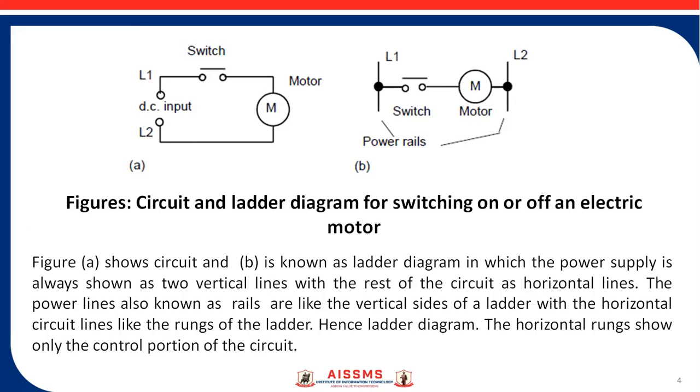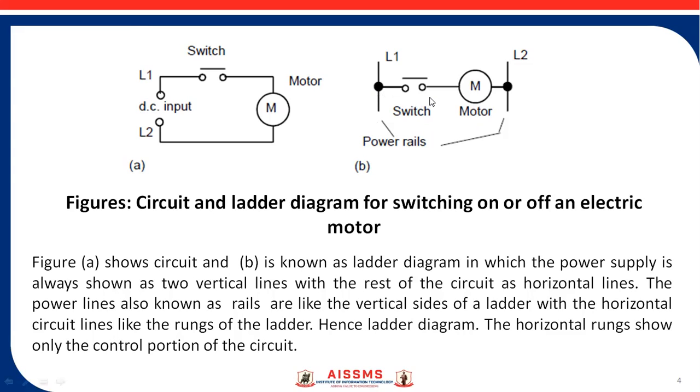Let us see how ladder diagram programming is constructed for a simple circuit. So the figure shows a circuit and ladder diagram for switching on or off an electric motor. Figure A shows the circuit and figure B is known as the ladder diagram, in which the power supply is always shown as two vertical lines with the rest of the circuit as horizontal lines. The power rails are like the vertical sides of a ladder with the horizontal circuit lines like the rungs of the ladder. Hence, it is termed as ladder diagram.